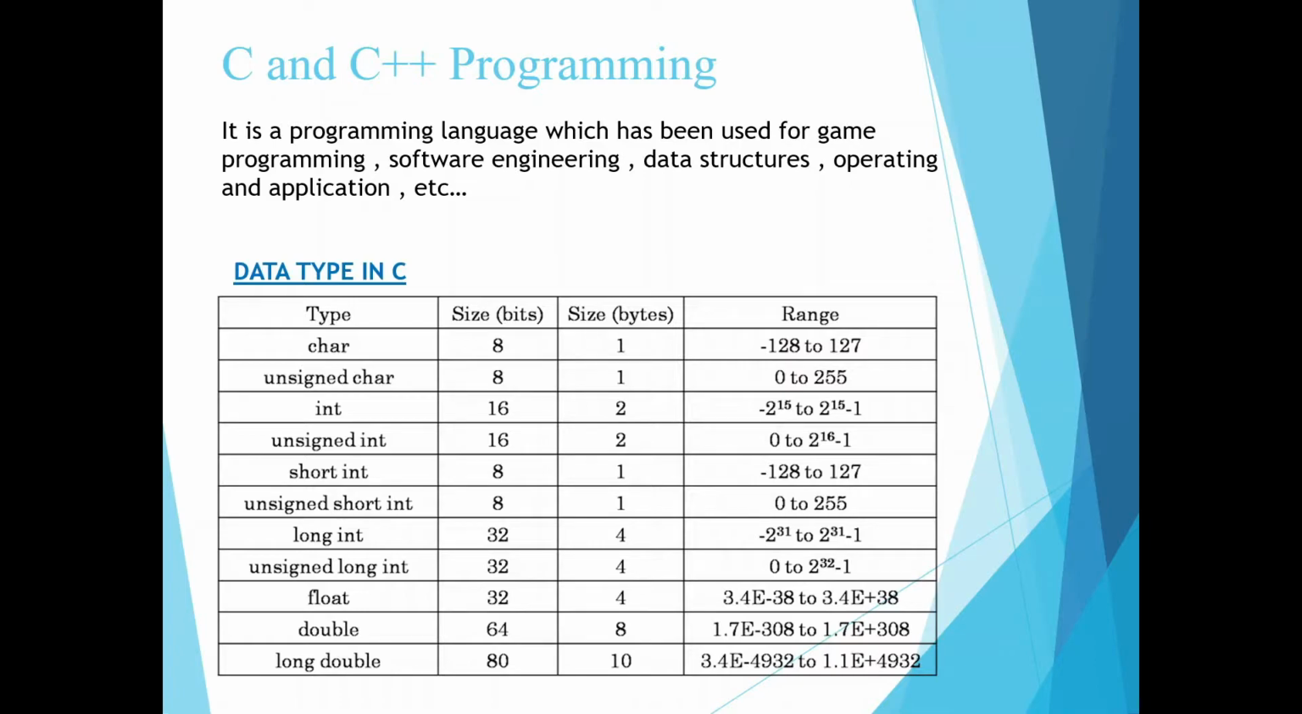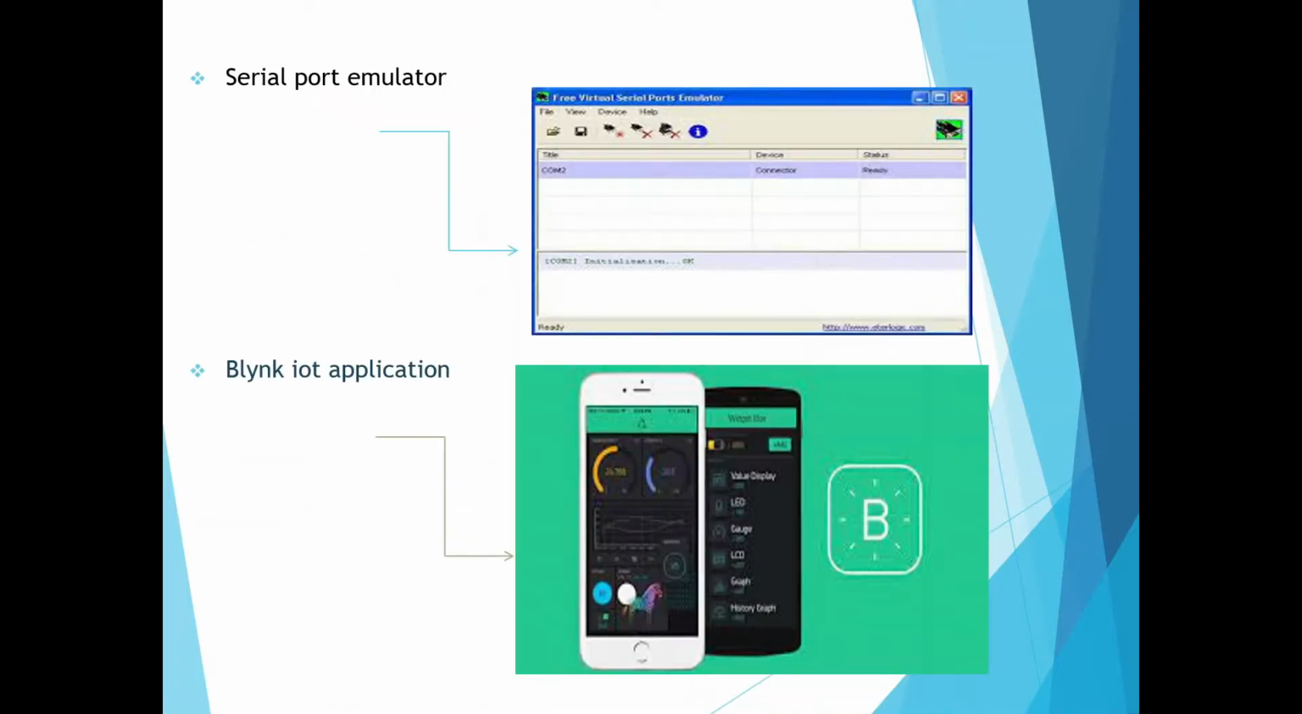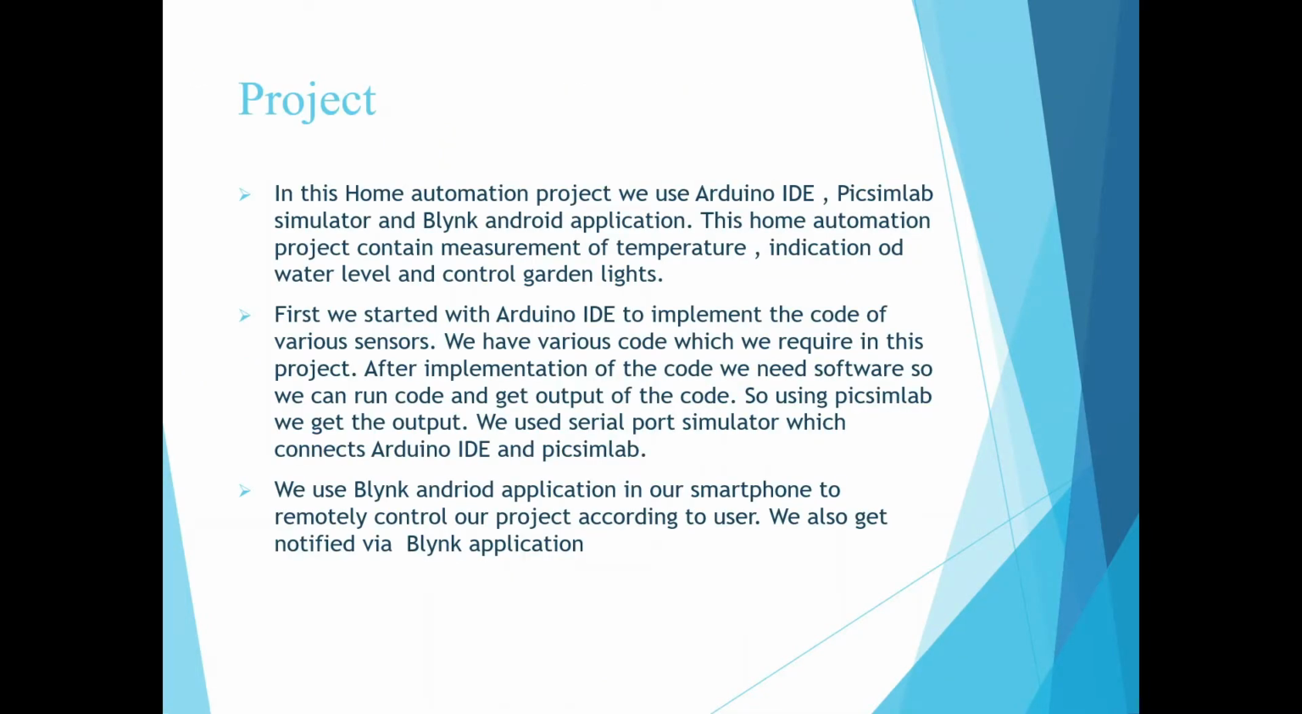Now, what are the requirements and applications that are needed for this project? Arduino IDE, PixSimLab, serial port emulator, and the Blink IoT application. Now, what is this project? In this home automation project, we use Arduino IDE, PixSimLab simulator, and the Blink Android application. This home automation project contains measurement of temperature, indication of water level, and control of lights.